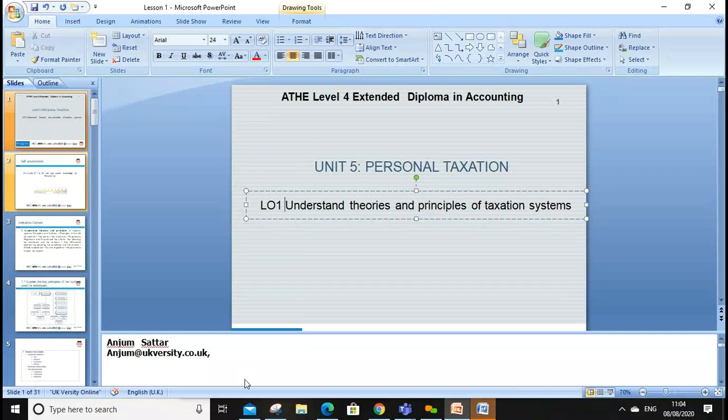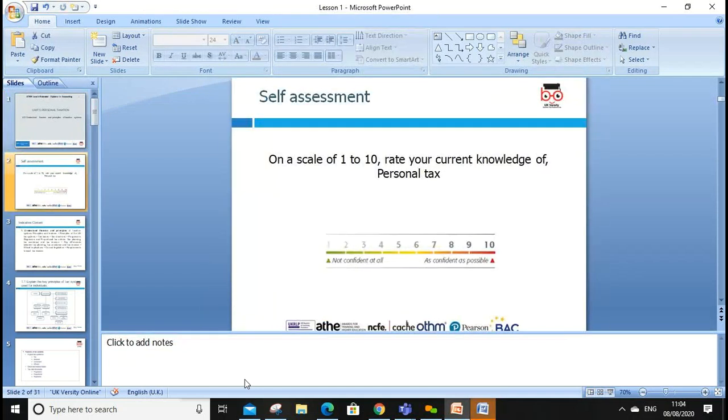Okay, welcome everyone. We'll start our first lesson, lesson one. In this lesson, we'll go through learning outcome one. Learning outcome one is to understand theories and principles of the taxation system in the UK. So this core unit is Personal Tax, Unit 5 in the Extended Diploma, which is Level 4, that you're doing. Before starting our lesson, we'll reflect a bit on how much we know about personal tax.